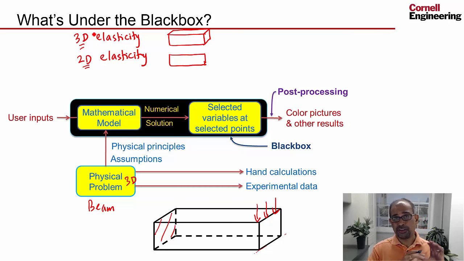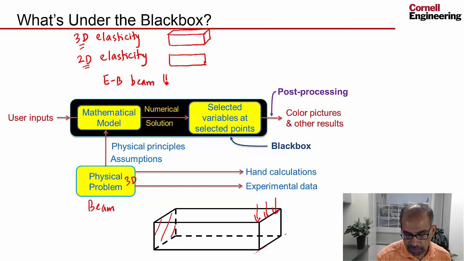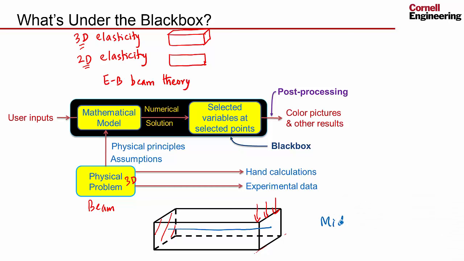The third approach is different from elasticity. You can use what's called engineering beam theory or Euler-Bernoulli beam theory. And this is a very different approach from elasticity. And let me talk about what you do there. What you assume is that you need to determine how only the midline deforms. So this is the midline, or it's also called the neutral axis.